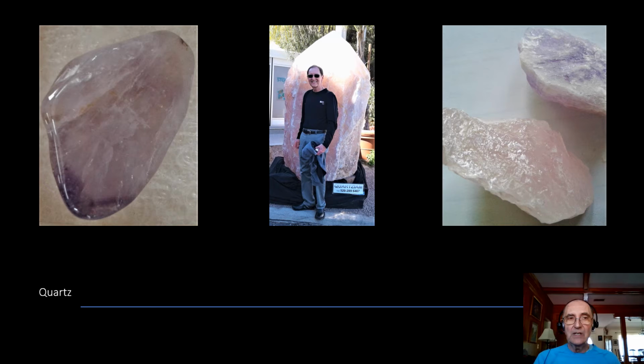And the pictures that you see on the left, you see an example of rose quartz that has been polished. On the right side, the picture on the right, you see samples of both rose quartz and purple quartz, which would be amethyst. And then in the middle, I'm standing in front of a quartz crystal, and look at the size of that crystal. That's what I call a quartz crystal, huh?